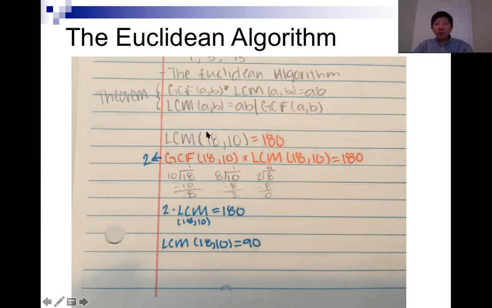Now, the two numbers times each other, 18 times 10, is 180, right? This is 2, this is 180. So basically, you just take 180 divided by 2, and you can find the LCM. All right, so those are the 4 different methods of finding the LCM.